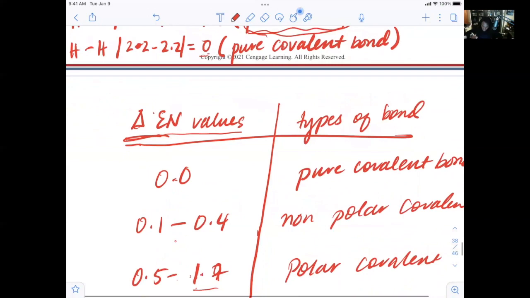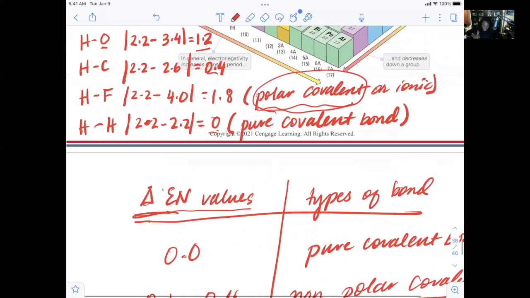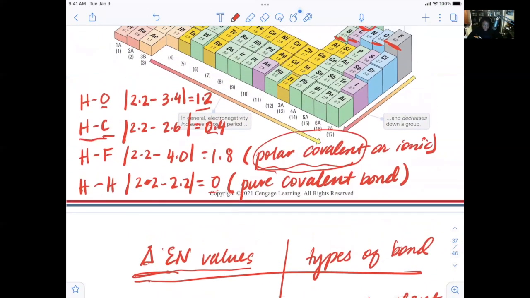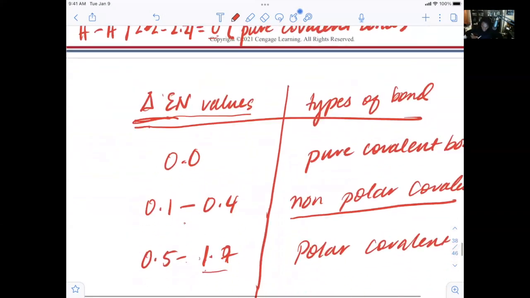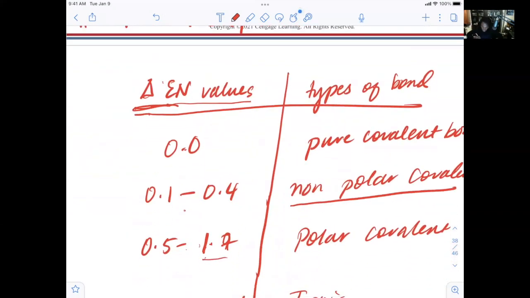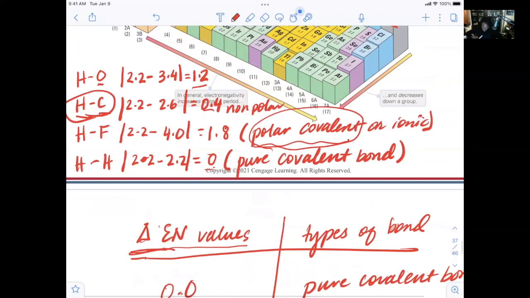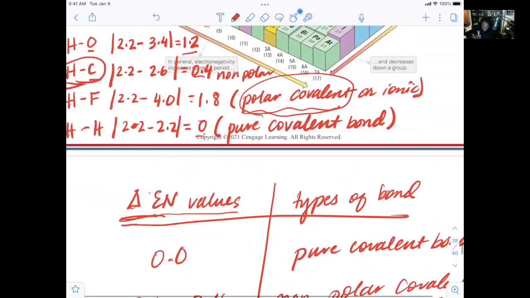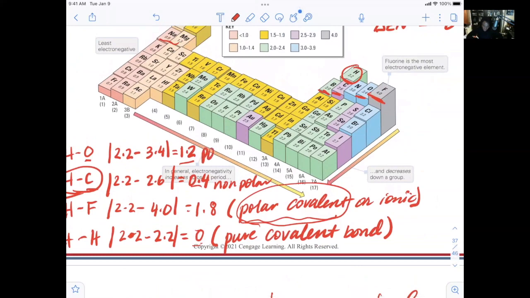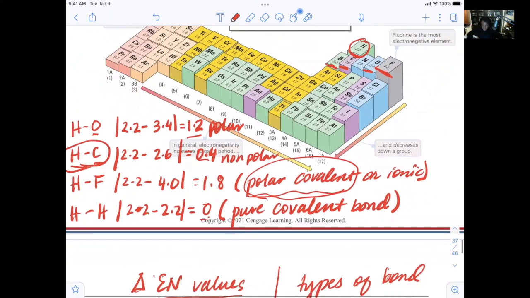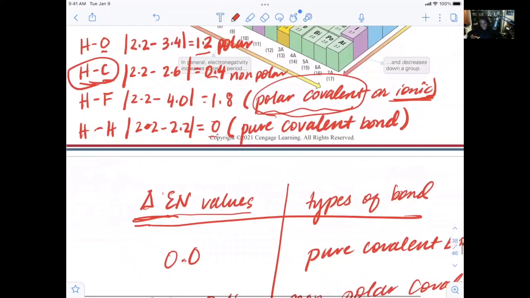Point 4 is a little more definitive: nonpolar. So CH, even though it's different elements, the way they share electrons is not different enough to be classified as polar. This is nonpolar. And then OH will be classified as polar, because OH falls in this region here. So we got polar, we got polar, we got pure covalent, or some people will classify this one as ionic.